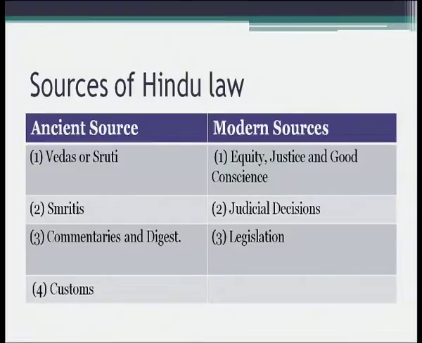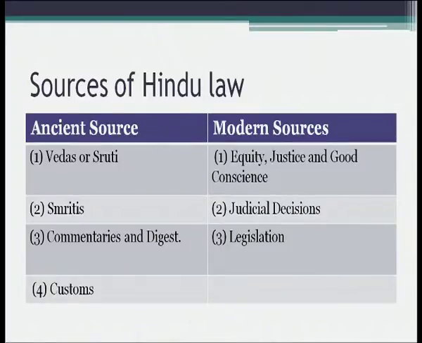Now, let us discuss the sources of Hindu law. The sources can be divided further into two categories, ancient sources and modern sources. The ancient sources of Hindu law are Vedas or Shruti. Shruti means something which has been learned from hearing, which has been heard. Then Smritis, which is remembered, by memory. We have Manu Smriti, and we have the other Smritis also. Then there are certain commentaries and digests written by scholars of the field over the topic. And the next source is customs and usages, the prevalent practices in society.